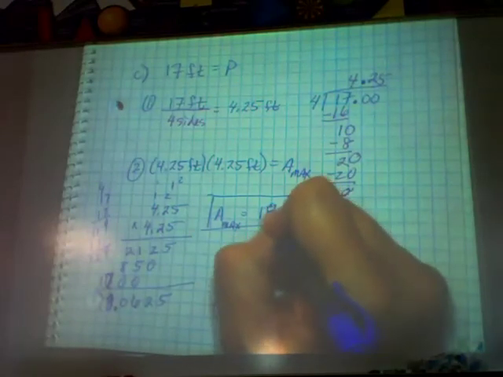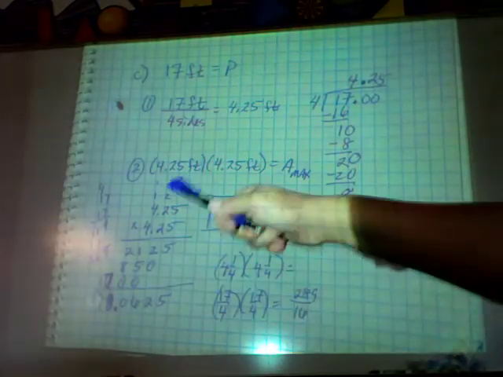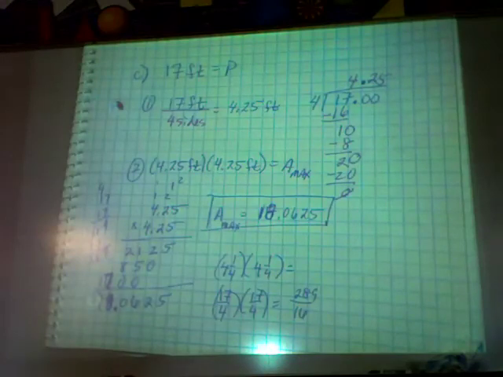See, I'm human. I just want to see if you're awake. How about that? 18.0625? And then if you divided that out, you should hopefully get 18, right? All right, so that's it.